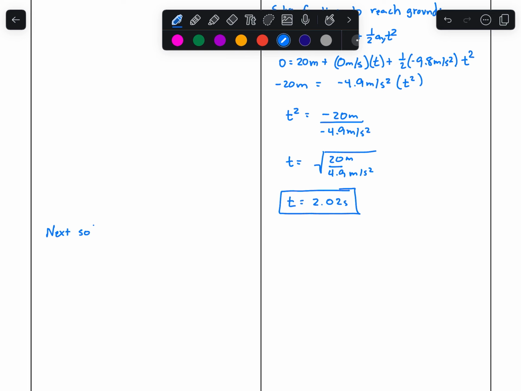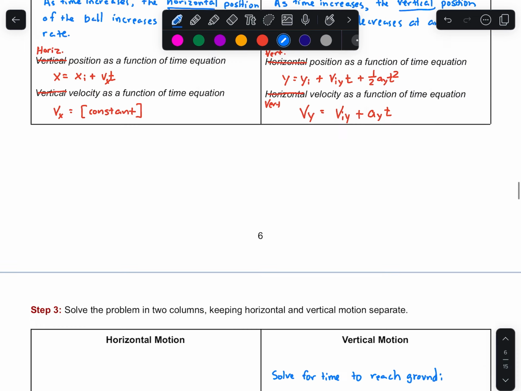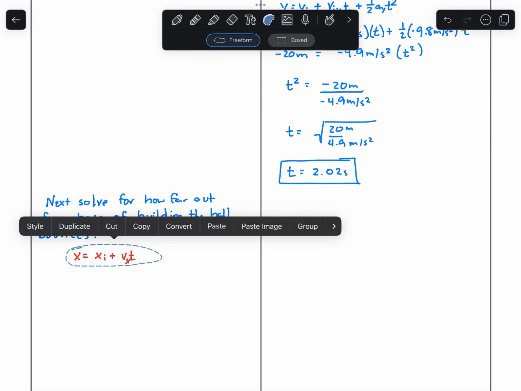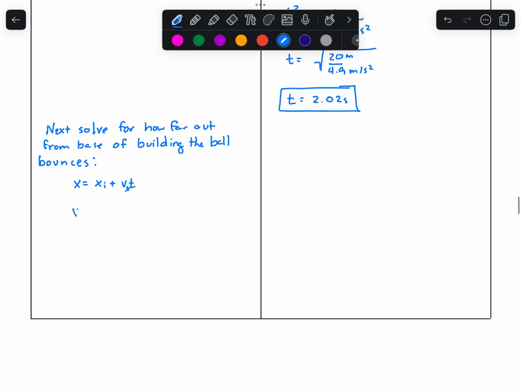The second half of my solution involves finding how far out from the base of the building the projectile bounces. This time, 2 seconds, is a useful quantity for me. Let me show you what I mean. The 2 seconds the ball spends falling to the ground is also the 2 seconds the ball spends translating horizontally. If I want to know how far, I need a position equation. Let's go grab that equation. And let's fill in what we know.